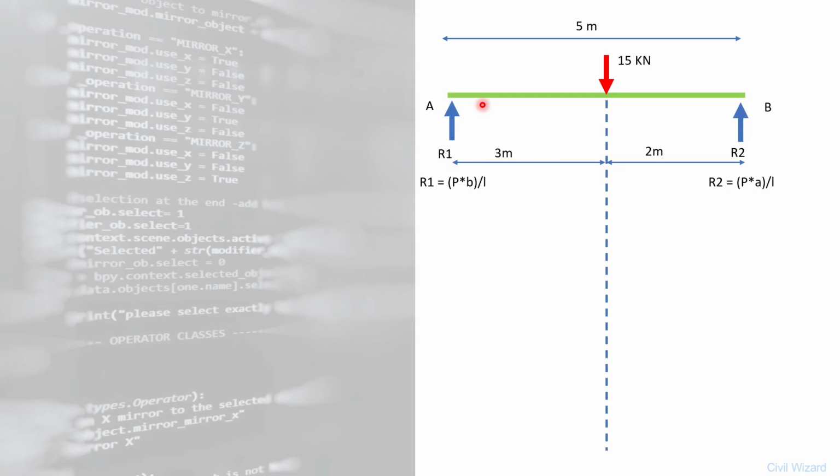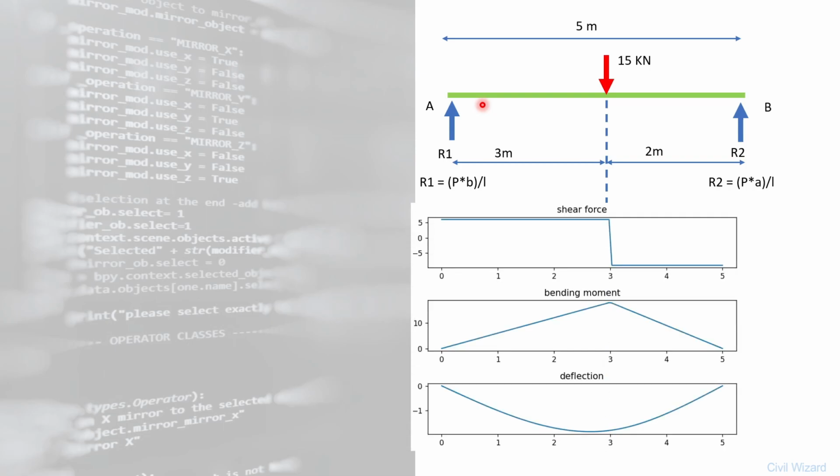Once I have created the Python file and executed it, Python generates this image. And our main task is to create the same image that you are seeing on the screen: a diagram for shear force, a diagram for bending moment, and a diagram for deflection.